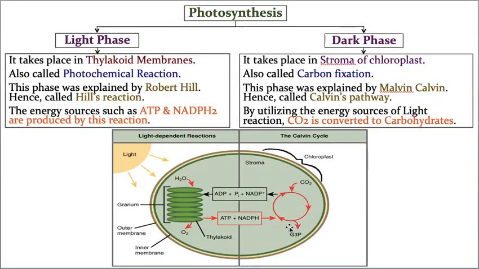So like that, it's a cyclic process. Light reaction, dark reaction, again dark reaction, light reaction, like that. It is a cyclic process. Hope you understood, and the outputs of the light reaction are ATP and NADP.